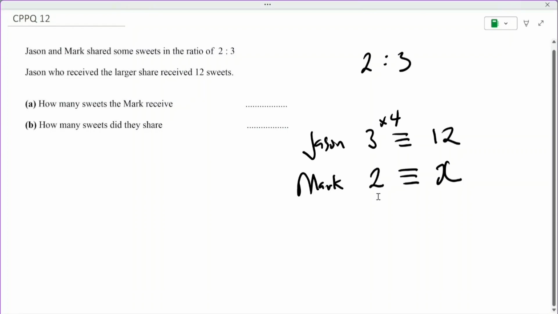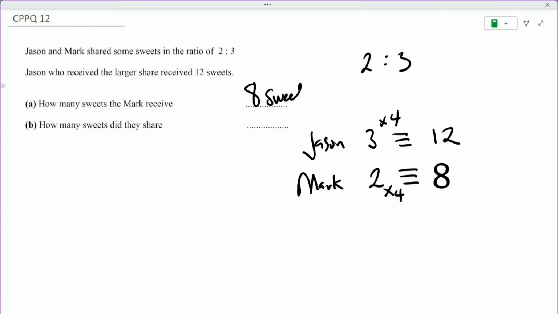So for Mark too, the constant applies. So we'll take Mark's ratio, which is 2, and multiply it by 4 to get the amount of sweets Mark will get. 2 times 4 will give you 8. That means Mark received 8 sweets. So you can have this as 8 sweets.